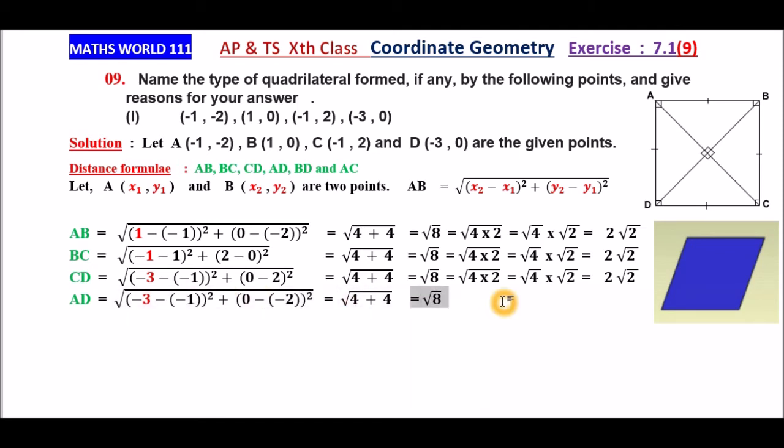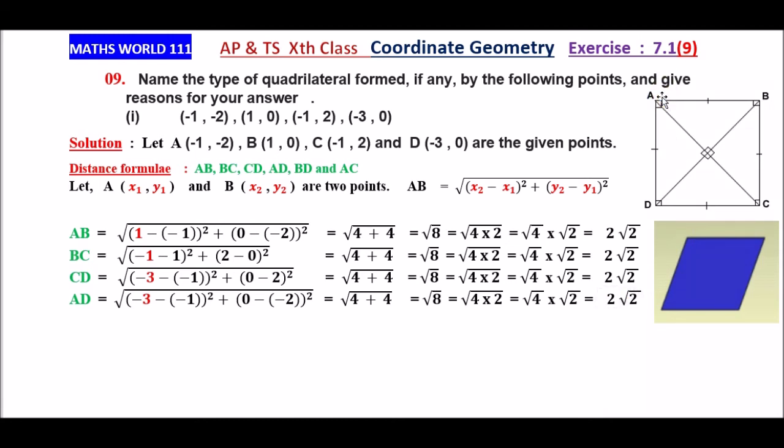And root 8 can be written as 4 2s are 8. That is equal to root 4 into 2. So I can write this root 4 into 2 as root 4 into root 2. What is the value of root 4? 2. So that is equal to 2 root 2. So we got all sides AB, BC, CD and AD. Just observe, these four sides are equal. So one condition is completed.